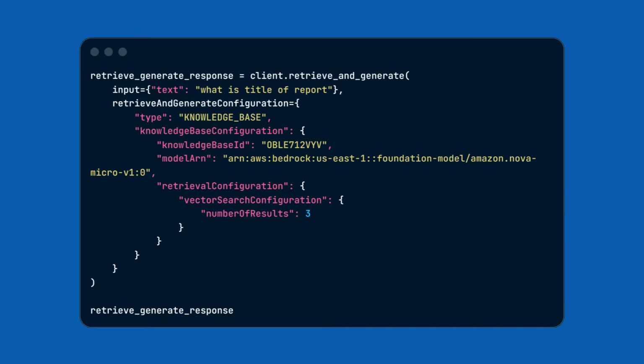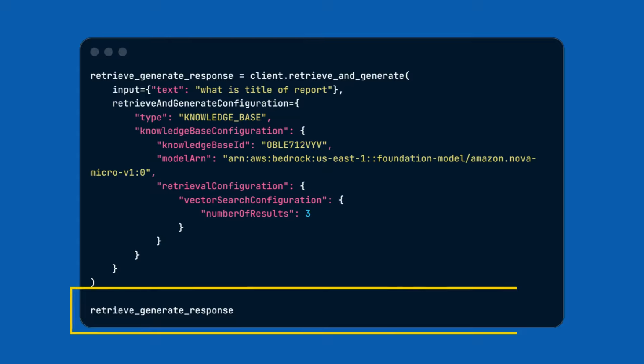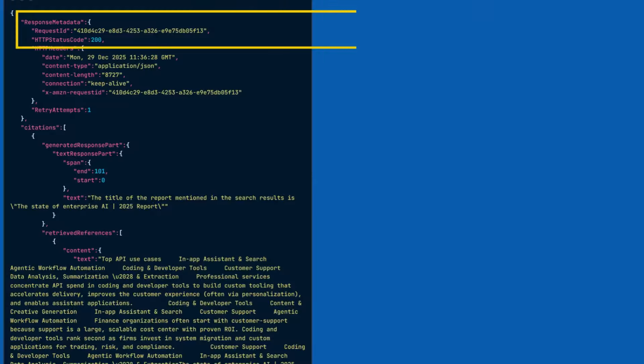The result is stored in retrieve generate response. Unlike plain retrieval, this response does not just give you raw text snippets. Instead, the model reads through the snippets, understands the context, and produces a clear natural language answer for your question. We have just run the retrieve and generate call, and here is what the response tells us. First, notice the response metadata. This section confirms that the request was successful with an HTTP status code of 200. That means the query completed without errors.